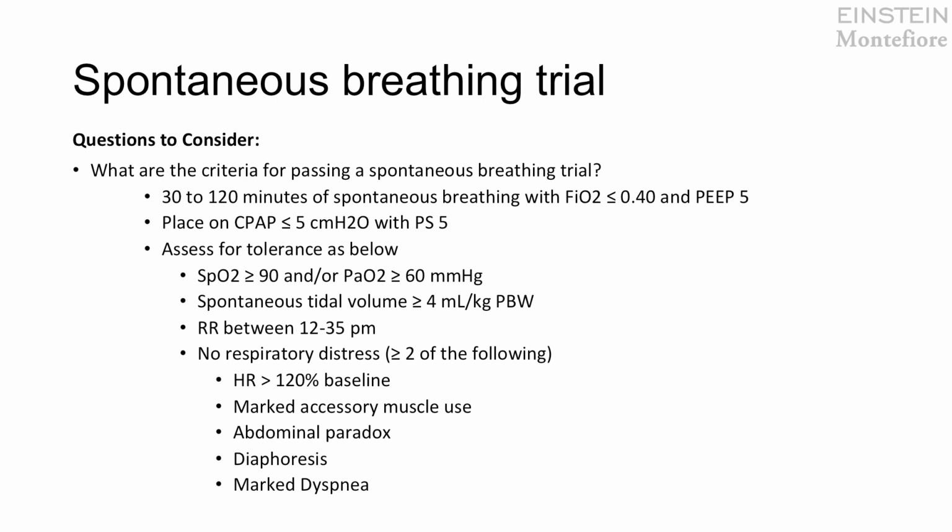If you deem that a patient by these criteria is ready for a spontaneous breathing trial, what you then want to do is put them on a spontaneous breathing trial for between 30 and 120 minutes. Generally, we do spontaneous breathing trials on CPAP or PEEP of 5 and pressure support of between 5 and 8. And then you assess for tolerance of the spontaneous breathing trial based on the criteria listed, such as oxygenation, whether their minute ventilation is adequate, whether their respiratory rate is appropriate, and making sure that there's no respiratory distress as measured by these criteria.